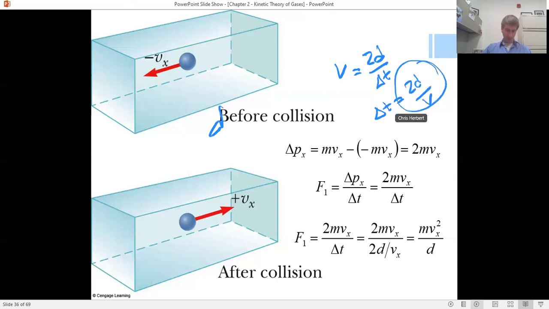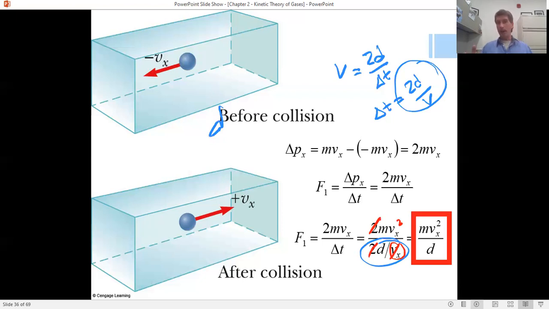So I'm going to take this and plug that in right here. And it becomes fairly obvious that we can get rid of a few things. The 2's cancel out. This v is 1 over vx, which is just vx. So that vx becomes vx squared up here. And our final expression for the average force is mvx squared divided by d.